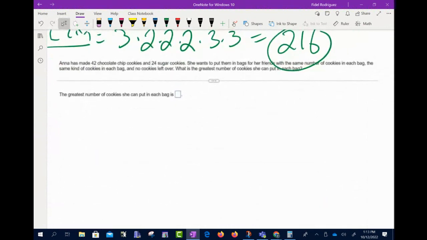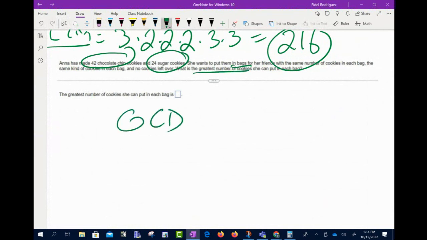It says Anna made 42 chocolate chip cookies and 24 sugar cookies. She wants to put them in bags for her friends with the same number of cookies in each bag, the same kind of cookies in each bag, with no cookies left over. What's the greatest number of cookies she can put? Okay, so look, y'all, if we have cookies, right, and we're going to put them into bags, that means we're dividing, okay? And then the next thing it says, what's the greatest number of cookies?